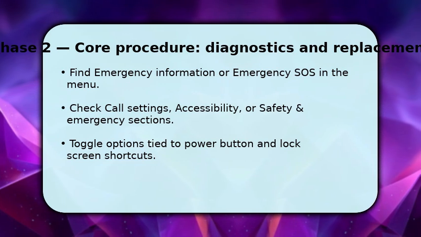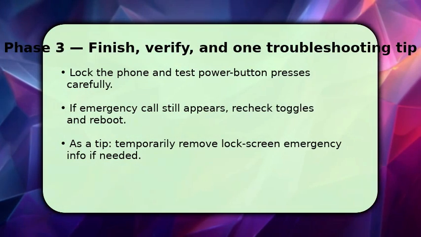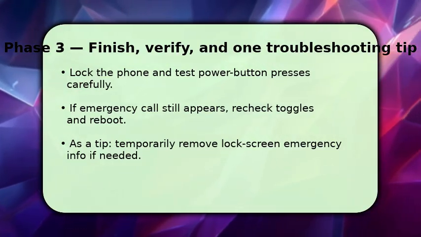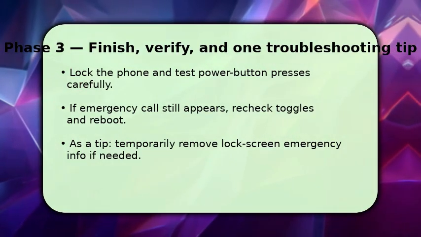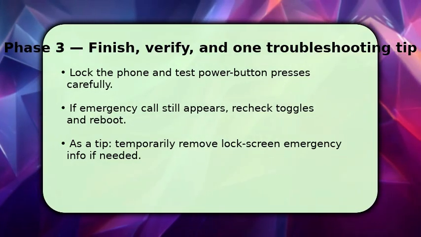Finish by locking your phone and testing the behavior with cautious power button presses so you don't actually place a call. If the emergency dialer still appears, go back and recheck all toggles. Sometimes one is nested in accessibility. Then reboot the device to apply settings cleanly.